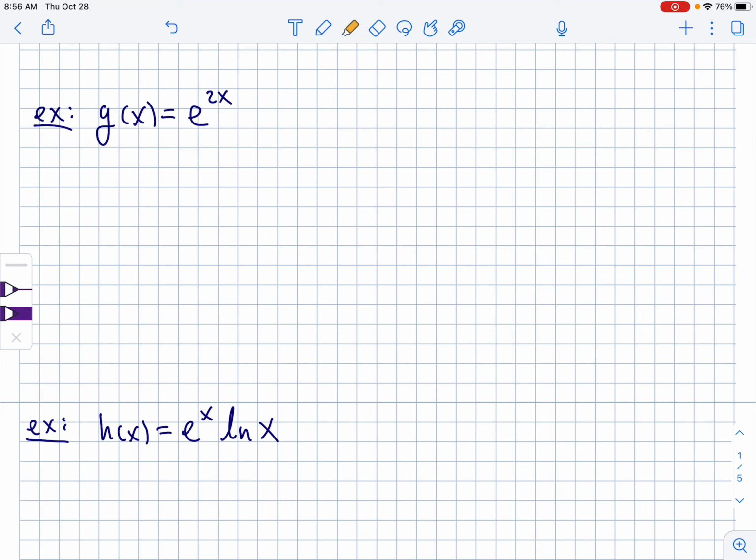This one is also straightforward if you just think about it in terms of a chain rule. The chain rule is you take the derivative of the outside with the inside the same, but the derivative of the outside e to the x is just e to the x, so that's e to the 2x, but then you have to multiply it with the derivative of the inside. So this is 2e to the 2x.